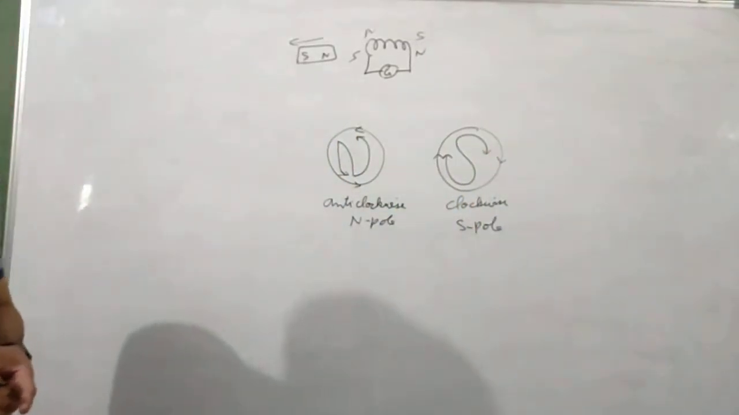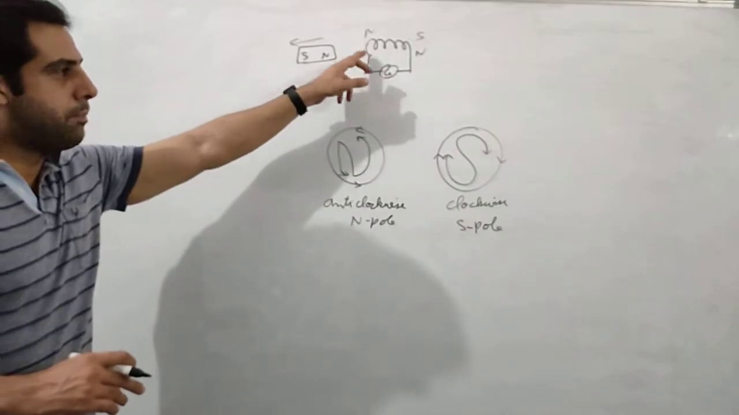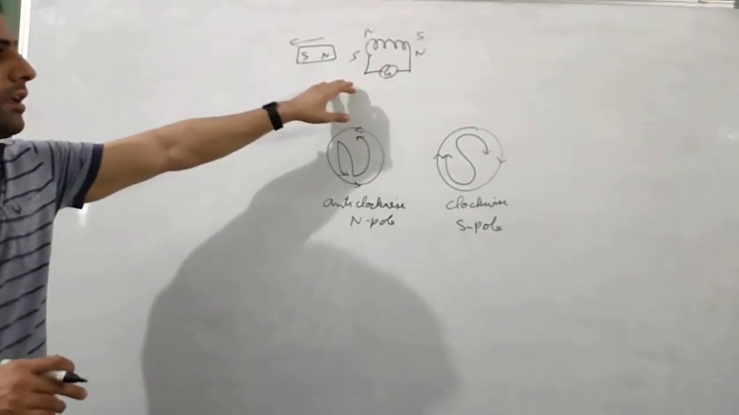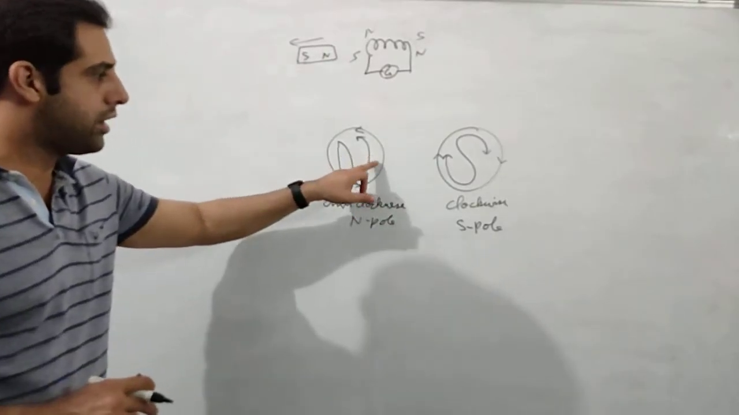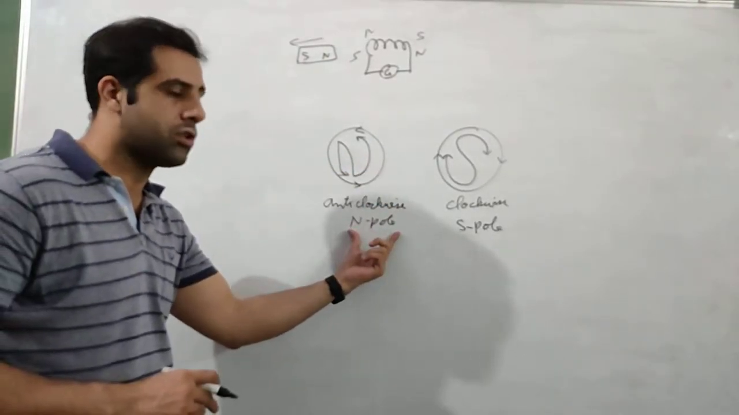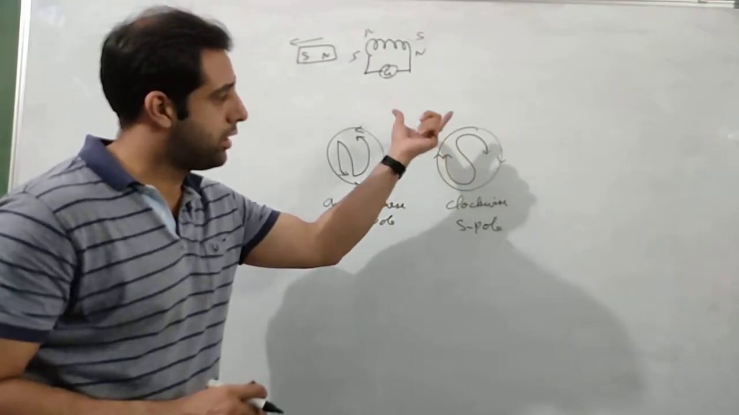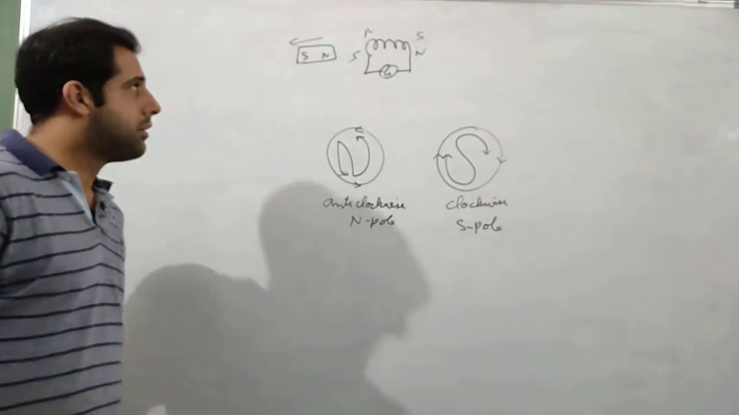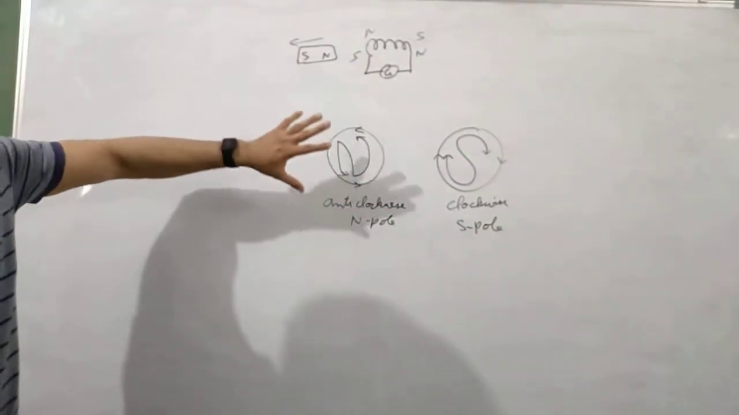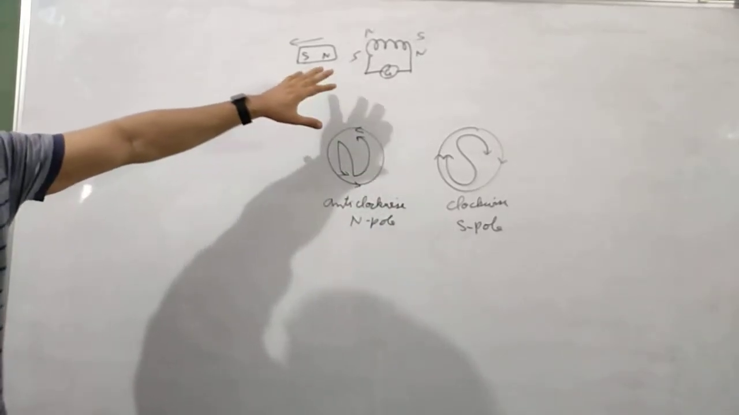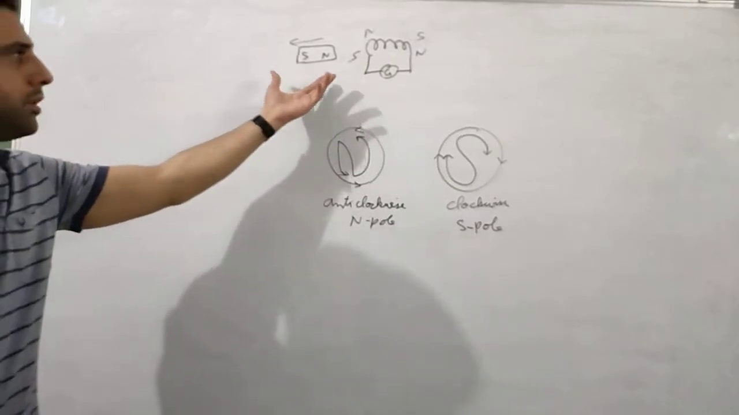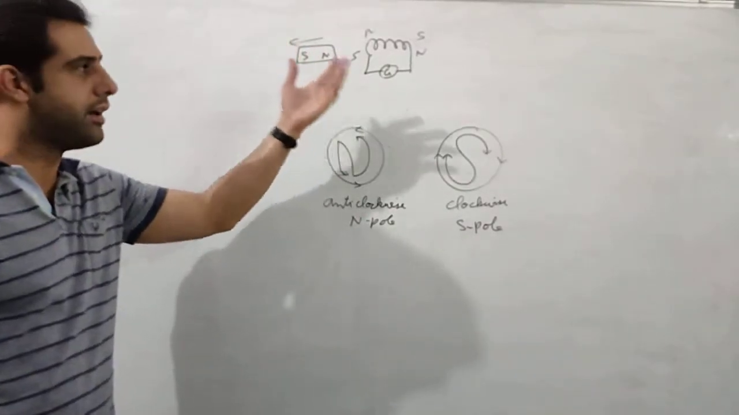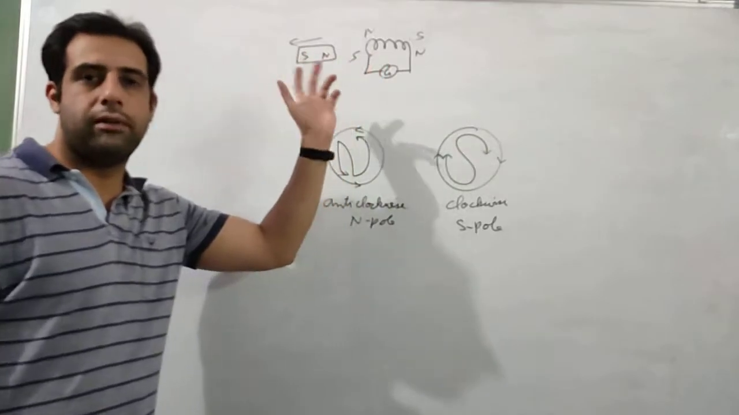So you have to be very careful about the pole that is generated. We have to notice very carefully in which direction the current is flowing. If the current is flowing in anti-clockwise direction, it will generate a north pole. If it is flowing in clockwise direction, it will generate a south pole. So this is how Lenz's law works. Now if any other changes are made apart from the magnet, suppose we are not moving the magnet, we are moving the coil, the same thing will happen.